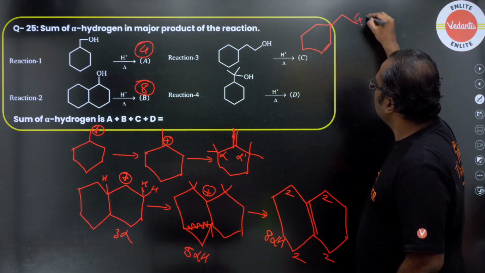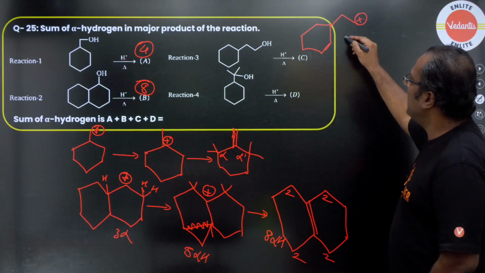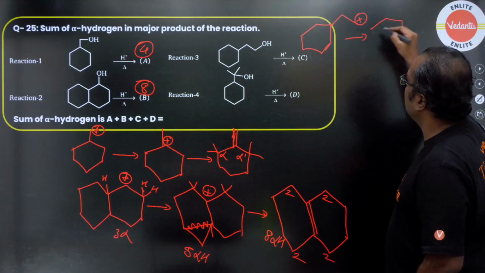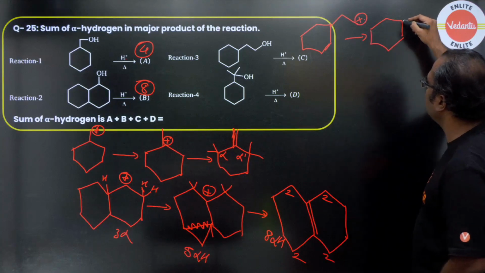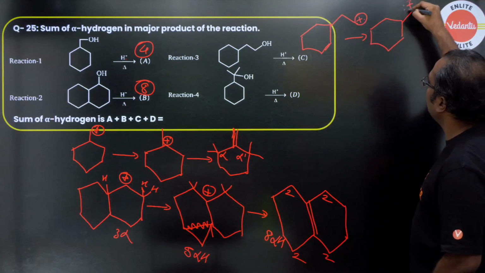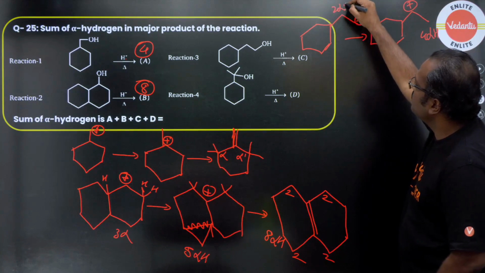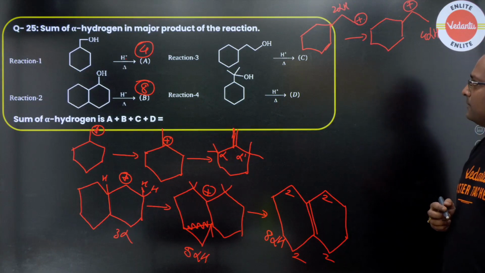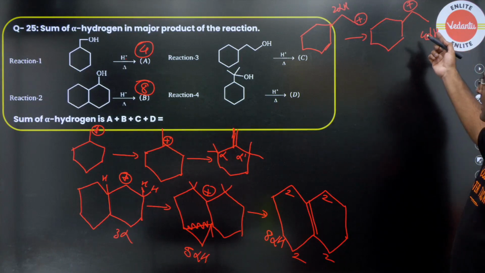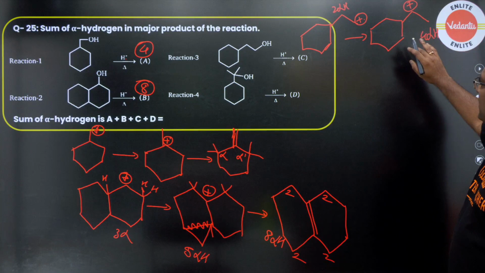This is your positive charge forming. Will it rearrange? Yes, the number of alpha hydrogens is again increasing, so it will definitely rearrange. Here you have 4 alpha hydrogens, here you have 2 alpha hydrogens. Will this further migrate? This may further migrate.